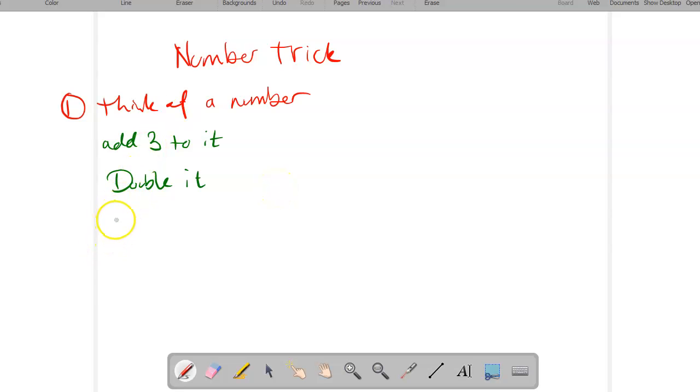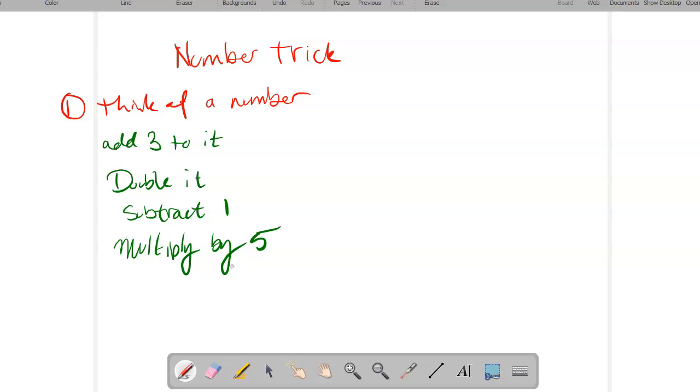Now I want you to subtract 1 from it. Just knock off 1 value, right? Subtract 1. All right, great. Now I need you to take this number and multiply it by 5. Now that might be a little bit more difficult depending on what number you chose in the beginning, so take a minute to multiply by 5.